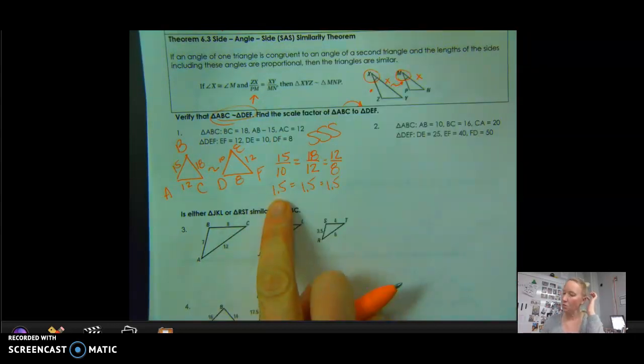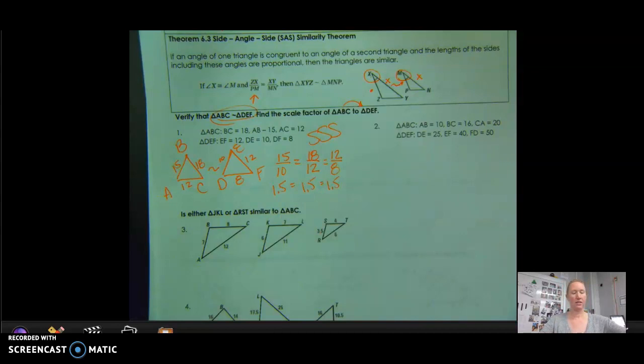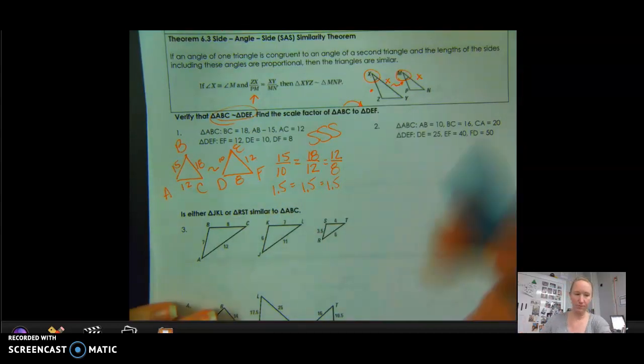If this was even like 1.50000001, then they would not be similar. They have to be exactly the same. All right, let's try number 2.